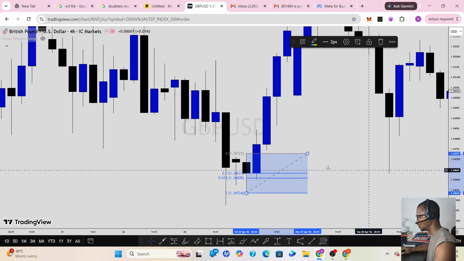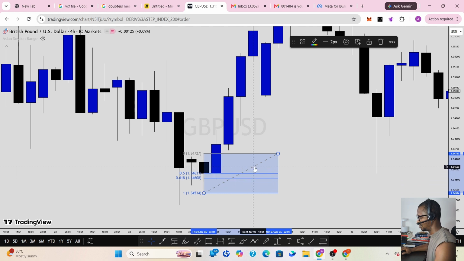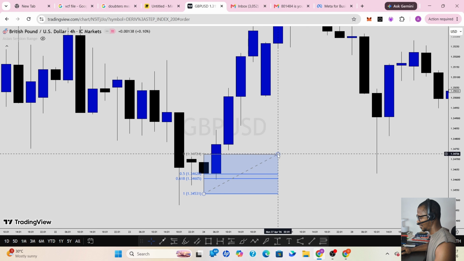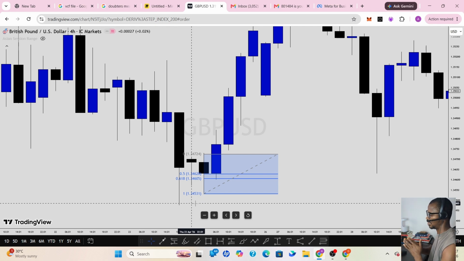Sometimes I use the golden level. I don't use just the 50% level alone. I use the golden level, which is the combination of the 61.8% level and the 50% level. So all these things align together to give you a perfect confluence.